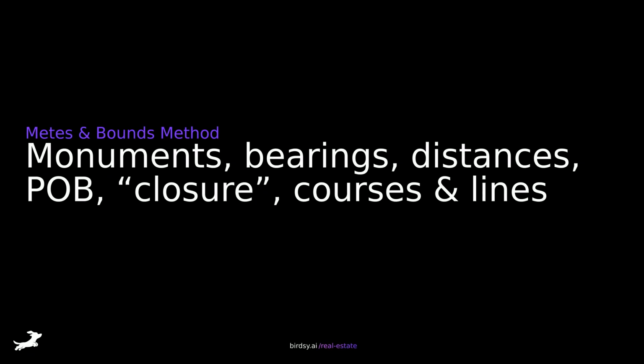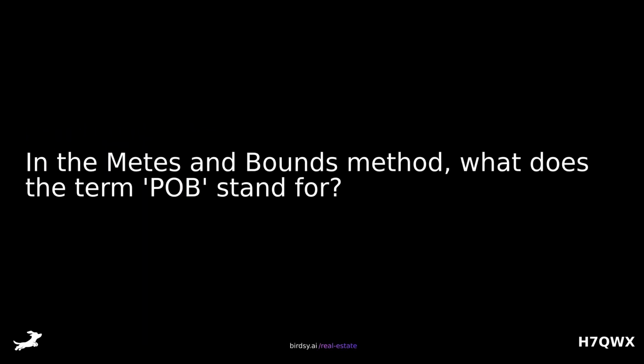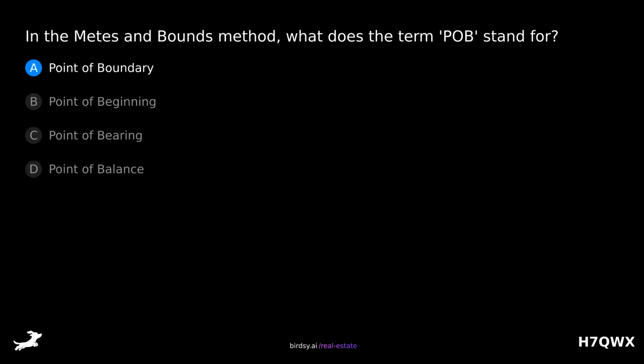Monuments, bearings, distances, POB, closure, courses, and lines. In the metes and bounds method, what does the term POB stand for? Is it A, point of boundary, B, point of beginning, C, point of bearing, or D, point of balance?